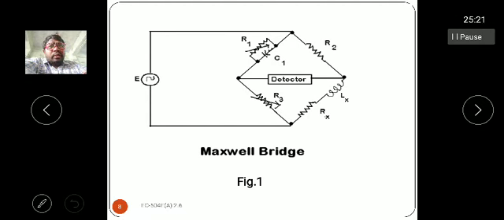In the first arm, the resistor and the capacitor are connected in parallel. That is R1 and C1 connected in parallel. The second impedance is the fixed resistance, that is R2. The third impedance is not a fixed resistance, it is a variable resistance for balancing of the circuit. The fourth one is the unknown impedance. These are the known impedances, and with their help we are finding the unknown impedance with the Maxwell's bridge.